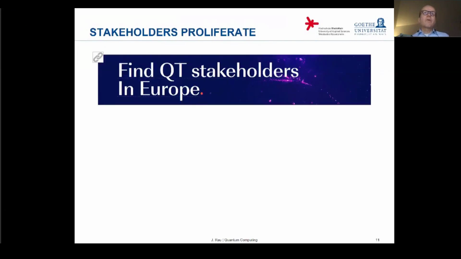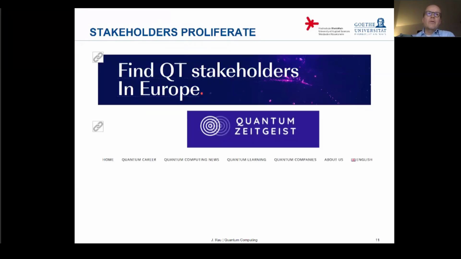I mentioned already, lots of companies are getting active and involved in that field. Now I'm not going to go through all of this in detail, but once again, on the Quantum Flagship website, you will find a page on stakeholders in Europe. There's a directory of companies working on quantum technology in Europe, and also universities, research groups working on quantum technology in Europe. So that's a good place to get an overview.